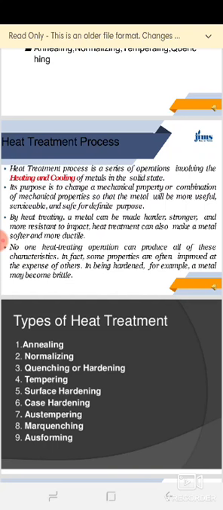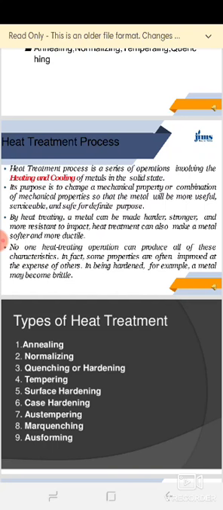By heat treatment, metal can be made harder. As I already said, it becomes harder, stronger, and more resistant to impact. Heat treatment can also make a metal softer and more ductile.